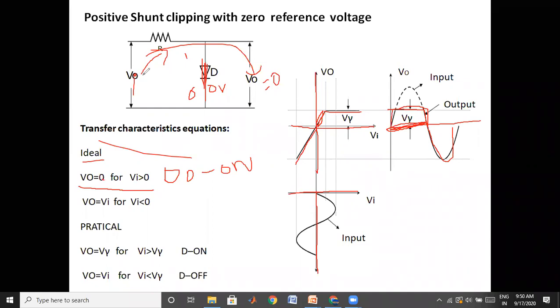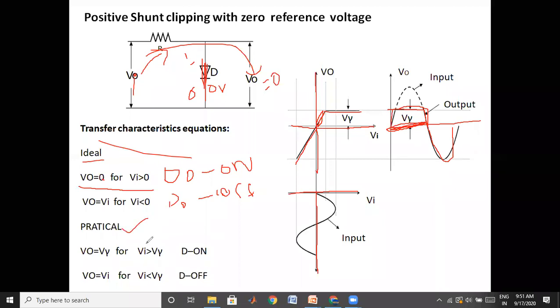When the input voltage is less than zero, that means here we may have -1, -2, this terminal will be zero. Therefore, the diode will be off. When it is off, we are going to get the input voltage at the output.